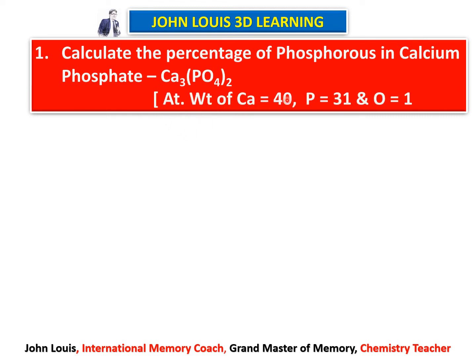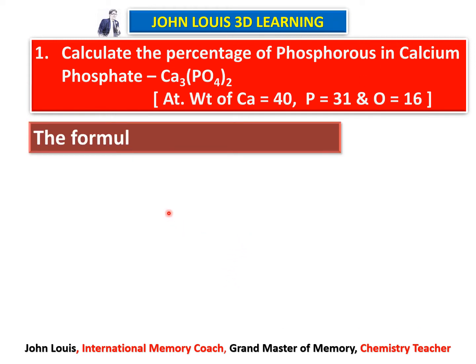Atomic weight of calcium is 40, phosphorus is 31, and oxygen is 16. Now we need to find its molecular weight first in order to find the percentage of phosphorus in calcium phosphate. What is the formula of calcium phosphate? Here I have given it, but in the examination they will give you only the name in words. Therefore you should know how to write the formula correctly.